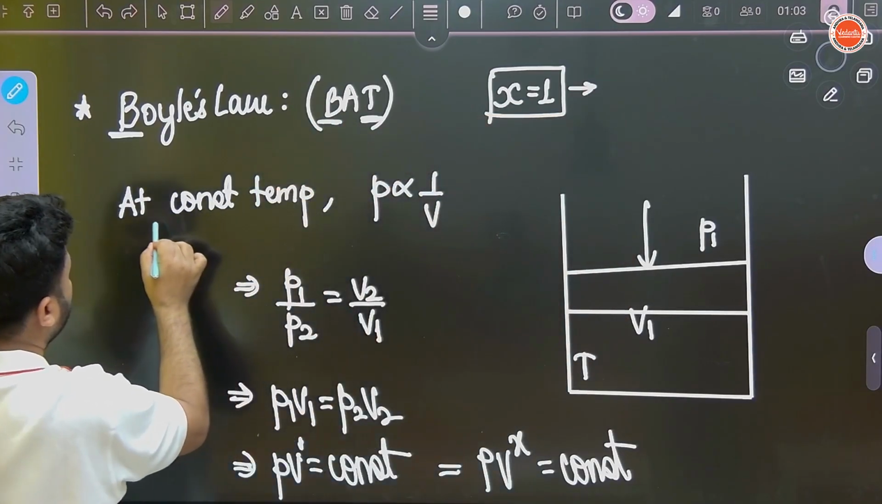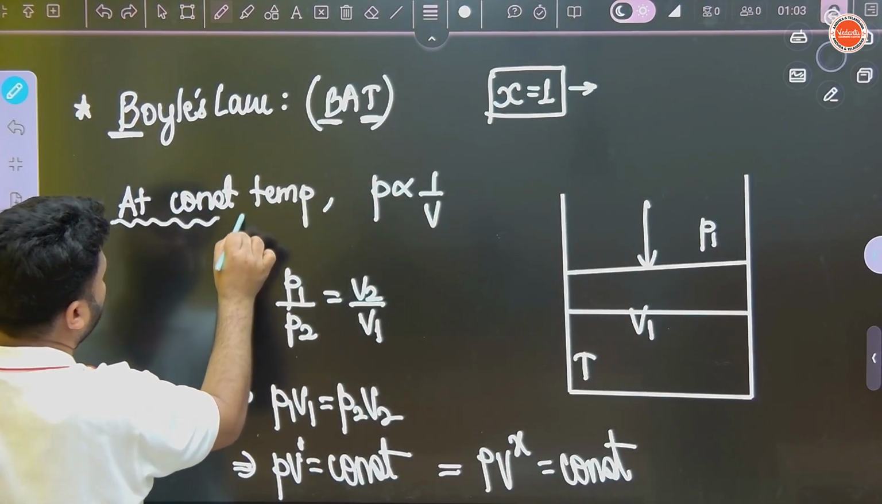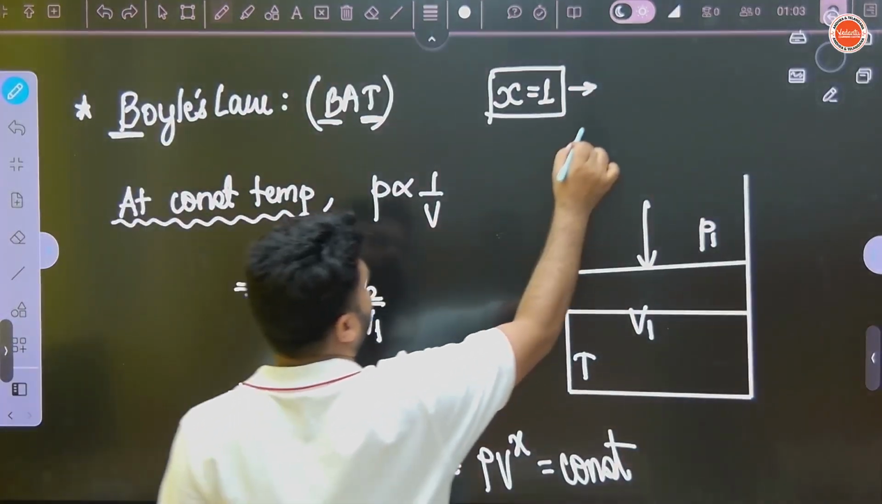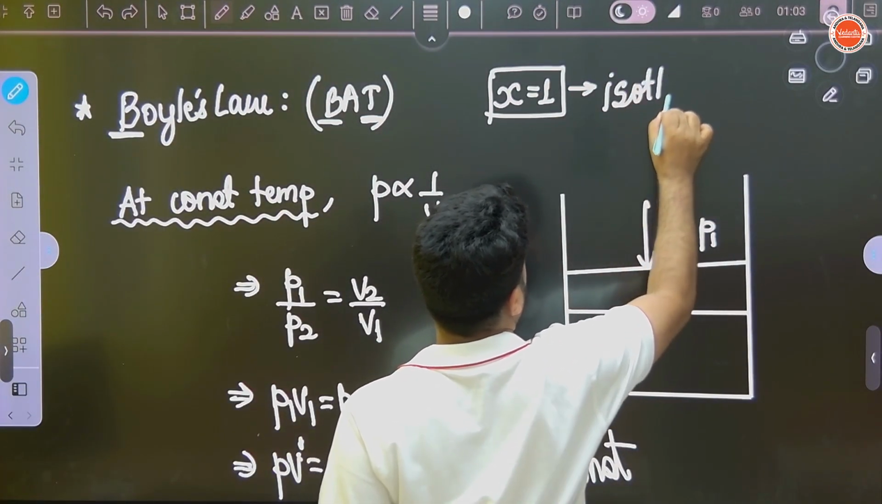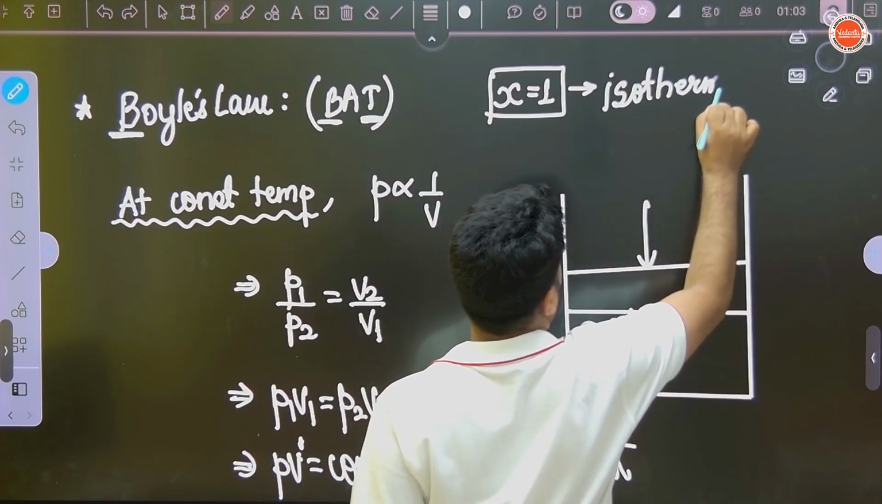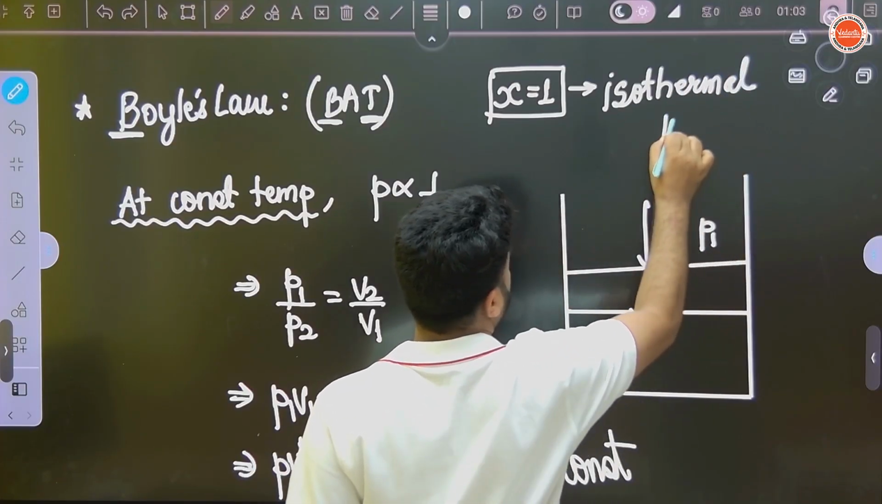Always remember, the constant temperature process we call by a name, that is the isothermal process.